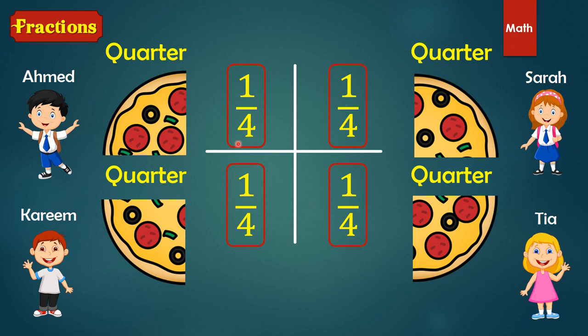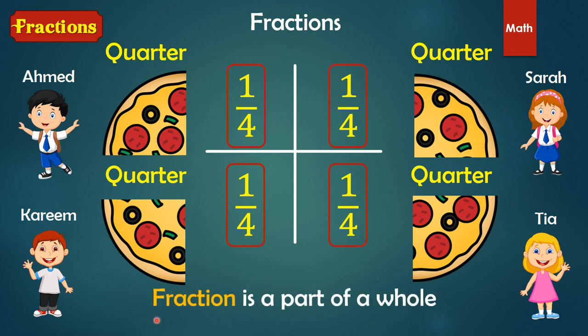Okay, these 4 numbers, 1 over 4, 1 over 4, I call them fractions. Are they ordinal numbers? No. So this time I call them fractions. And as we said, fraction is a part of a whole. Fractions represent parts of a whole shape, of a whole thing.